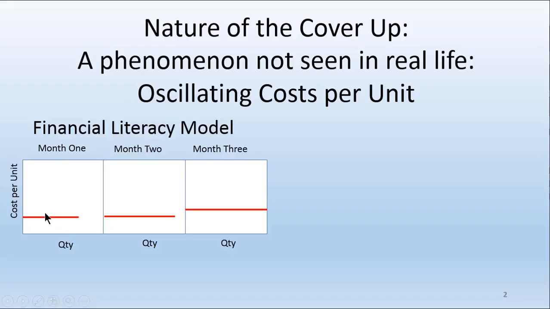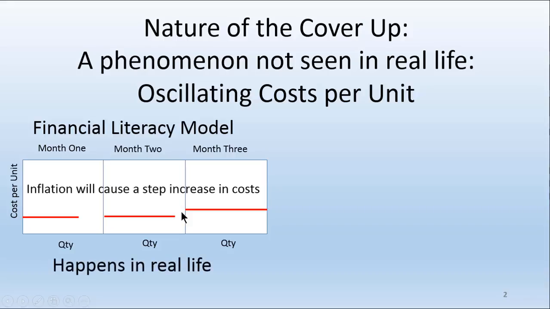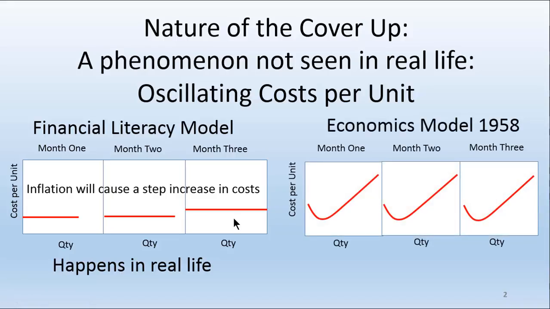Generally these would stay flat, but under some conditions they would rise. That would be an inflation effect, causing a step increase in cost. For example, if you had to go out and buy another batch of 4,000 tires and they cost more this time, the impact of that increase would show up in a flat curve that's higher than the previous curve. In the economics models in 1958, you don't get that effect.